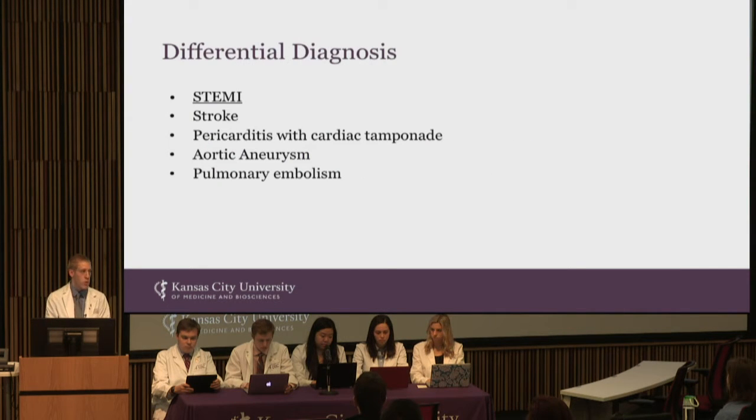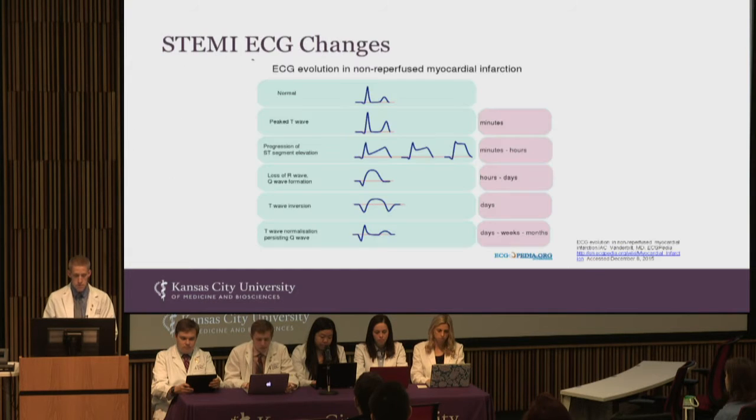Although it was evident from the pre-hospital ECG that this was clearly a STEMI, if that were not to have been done, our patient presentation may have been due to multiple different etiologies, including stroke, pericarditis with cardiac tamponade, aortic aneurysm, or pulmonary embolism. The earliest change that is seen with the STEMI ECG is hyperacute or peaked T waves, which represents localized hyperkalemia. However, this is infrequent and is typically not seen in the hospital setting.